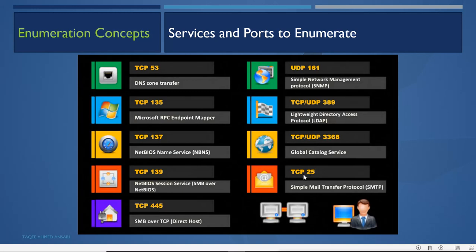Then we have TCP 25 for the mail service. This is the SMTP protocol service. Then 137 is the NetBIOS name service. Then we have TCP 139, that is the NetBIOS session service, meaning SMB over NetBIOS. Then we have 445, that is SMB over TCP. SMB is Server Message Block, which is used to share directories from one machine to another. This is the protocol used to share folders in a Windows environment.